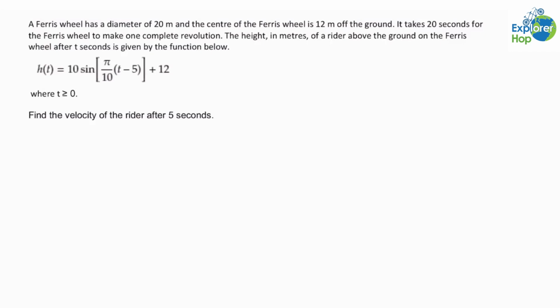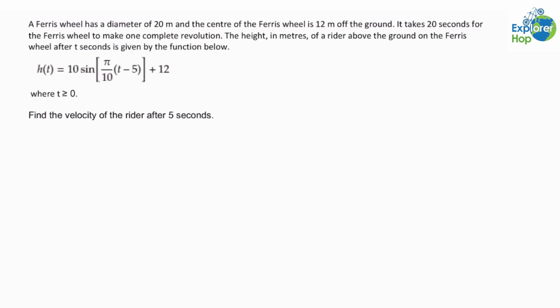The height in meters of a rider above the ground on the Ferris wheel after t seconds is given by the function below, which is the function h of t equals 10 sine of pi over 10 times t minus 5, plus 12, where t is greater than or equal to 0. And we're asked to find the velocity of the rider after 5 seconds.